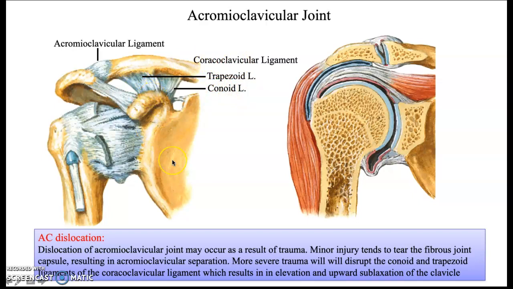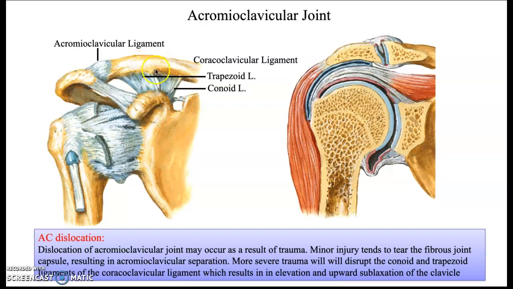Now, the acromioclavicular joint can be dislocated as a result of trauma. If the trauma is minor, only the acromioclavicular ligament is torn, so the joint is dislocated. But even then, there is still a communication between the scapula and the clavicle through the much stronger coracoclavicular ligament. But in case of severe trauma, if this ligament is also torn, then the scapula will be completely separated from the clavicle. That is called shoulder separation.